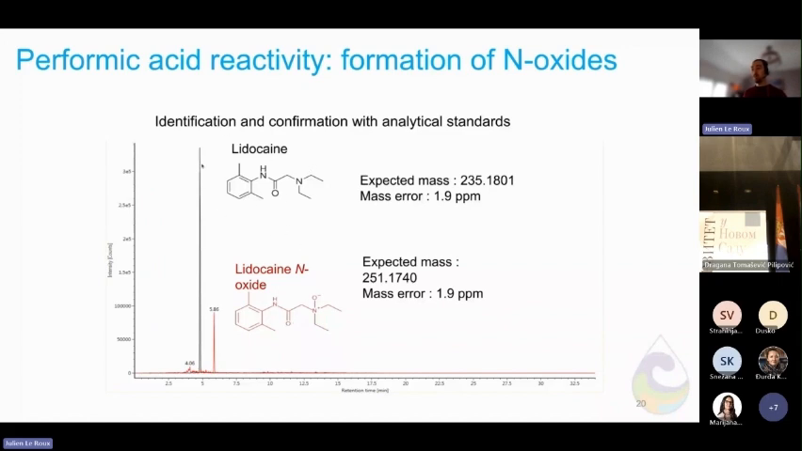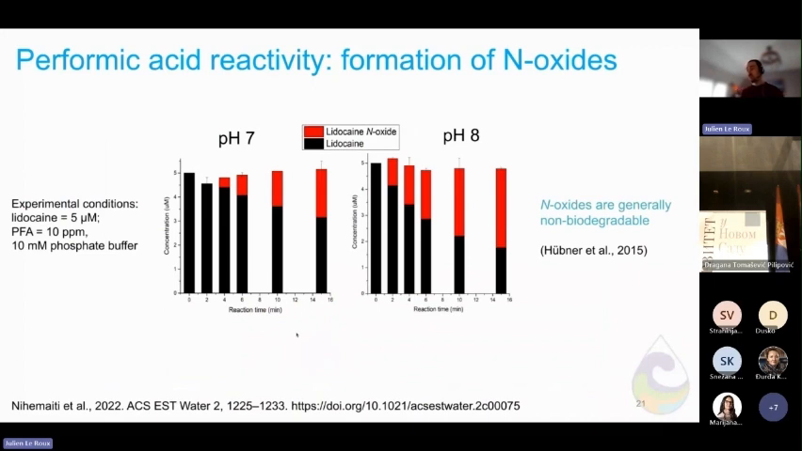And for lidocaine, I showed you just before that it was very reactive. We found that it was decomposed into lidocaine N-oxide, and we confirmed this with analytical standards and specific analysis of these molecules. When we discovered that, we tried to understand more how it was formed. So we performed different experiments of degradation of lidocaine by performic acid, and we showed that it's almost entirely forming lidocaine N-oxide. You see, you keep the same concentration, but it's transformed into the N-oxide.